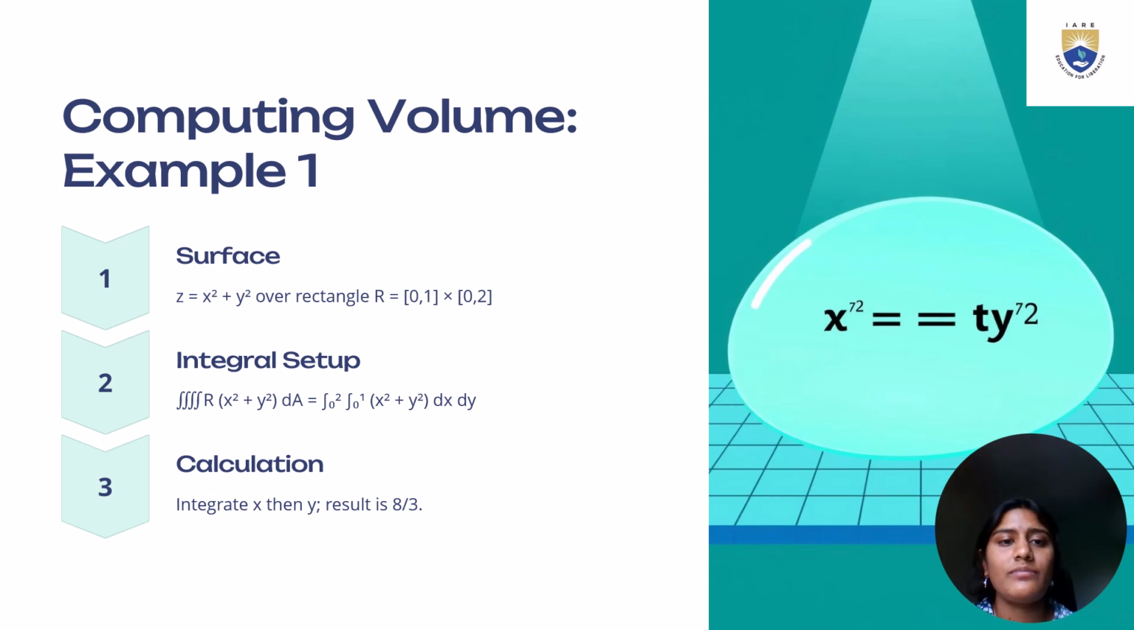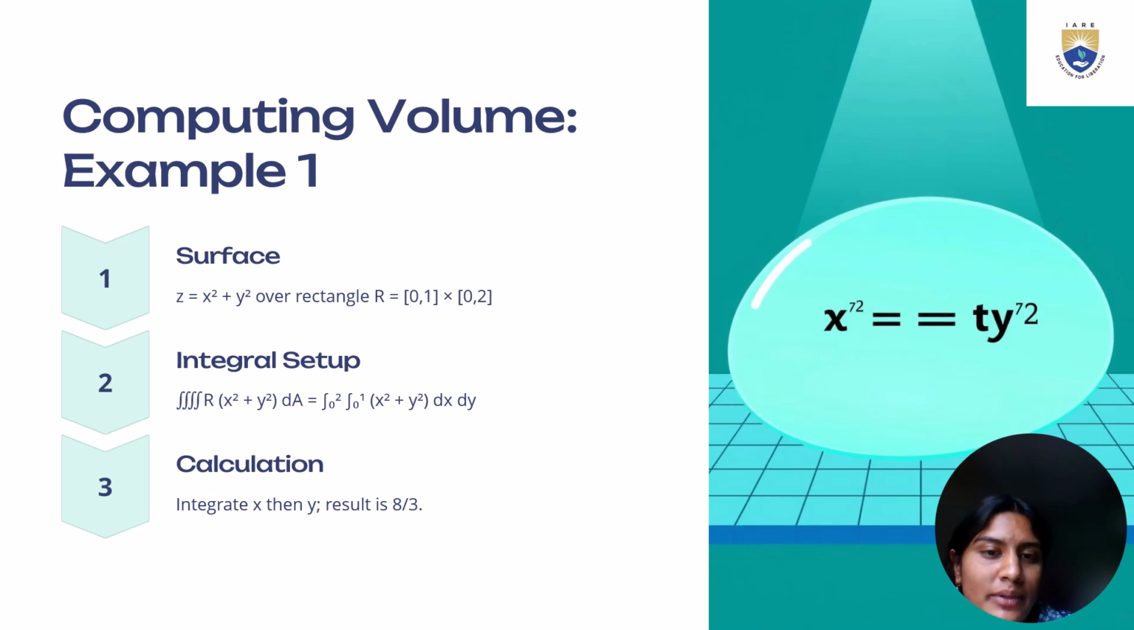Example 1. Let's look at this example. Suppose we have the surface z equals x squared plus y squared over the rectangle R, whose limits are 0 to 1 and 0 to 2. So we set up the integral. It is the double integral over R of x squared plus y squared dA, where dA is the small area.